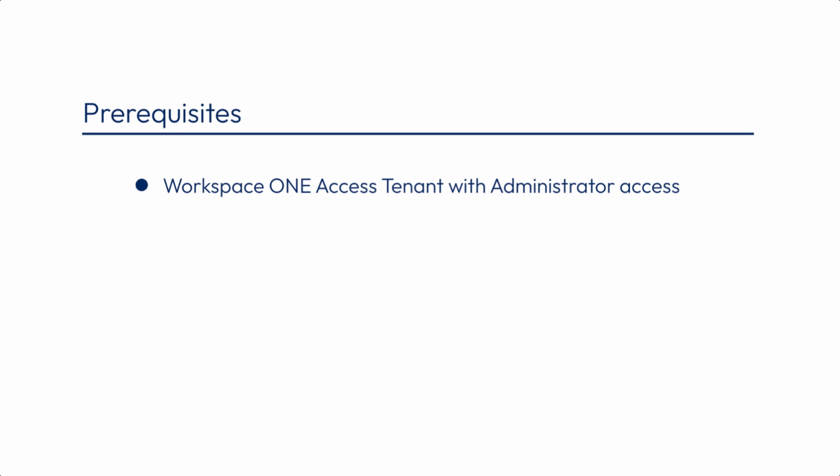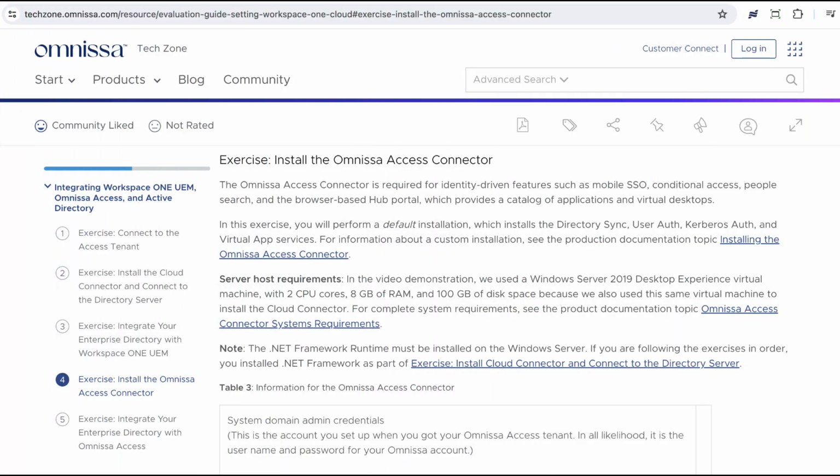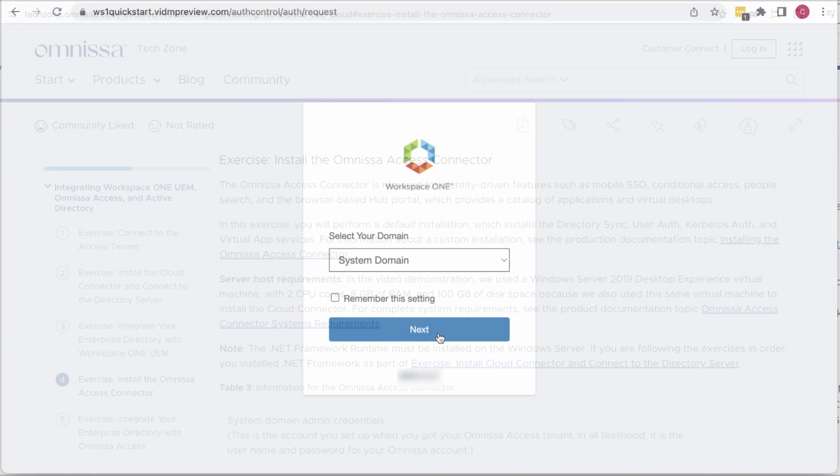We're going to assume that you already have a Workspace ONE Access tenant with administrator access, and that you have the Workspace ONE Access connector installed and synced with your directory service. If not, you can follow the 2 videos about this in the evaluation guide for Workspace ONE Setup.